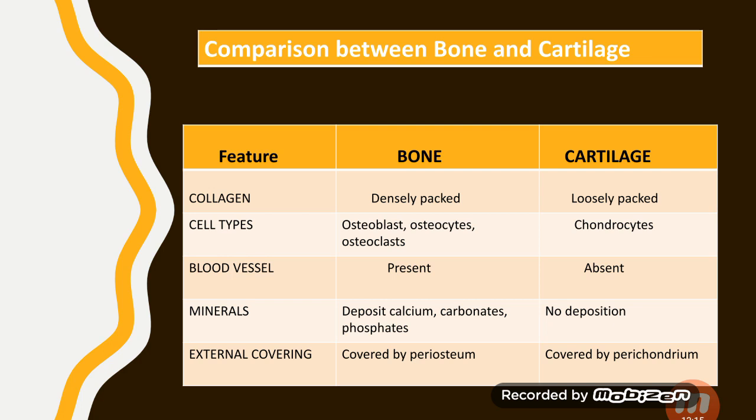Minerals are deposited in the bone and these are calcium carbonates and phosphates. No deposition of the minerals in the cartilage. And the external covering: bone is covered by periosteum and the cartilage is covered by perichondrium.